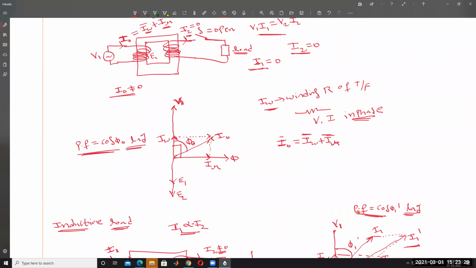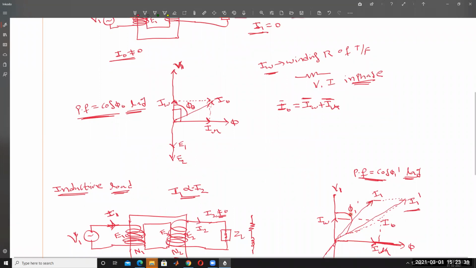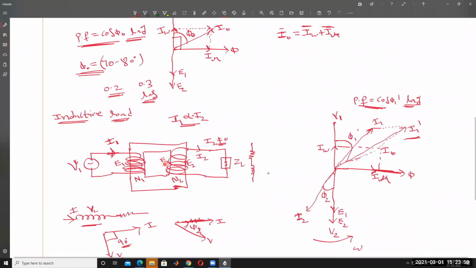The angle between them, phi naught, is in the range of 70 to 80 degrees. The power factor must be 0.2 or 0.3, lagging. The transformer power factor is lagging, in the range of 0.2 to 0.3 or less. So the power factor is very low under no load condition of the transformer.